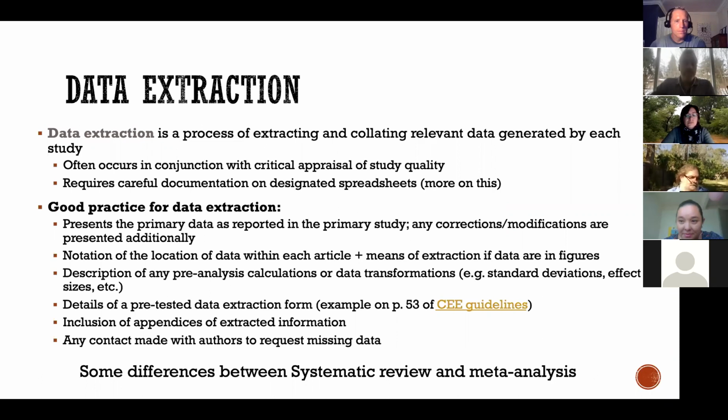But you need to be aware of different elements of the study and the information they're presenting. And you want to make sure that you're aware of things like the location of data in the article, how you're extracting information. Is it coming from tables? Is it coming from figures? You need to note if you're doing calculations or transformations yourself, or if the study did them and you need to do calculations or transformations to get things standardized. You need to keep track of whether you're getting information from appendices or other sources, whether you had to contact the author directly to get information.